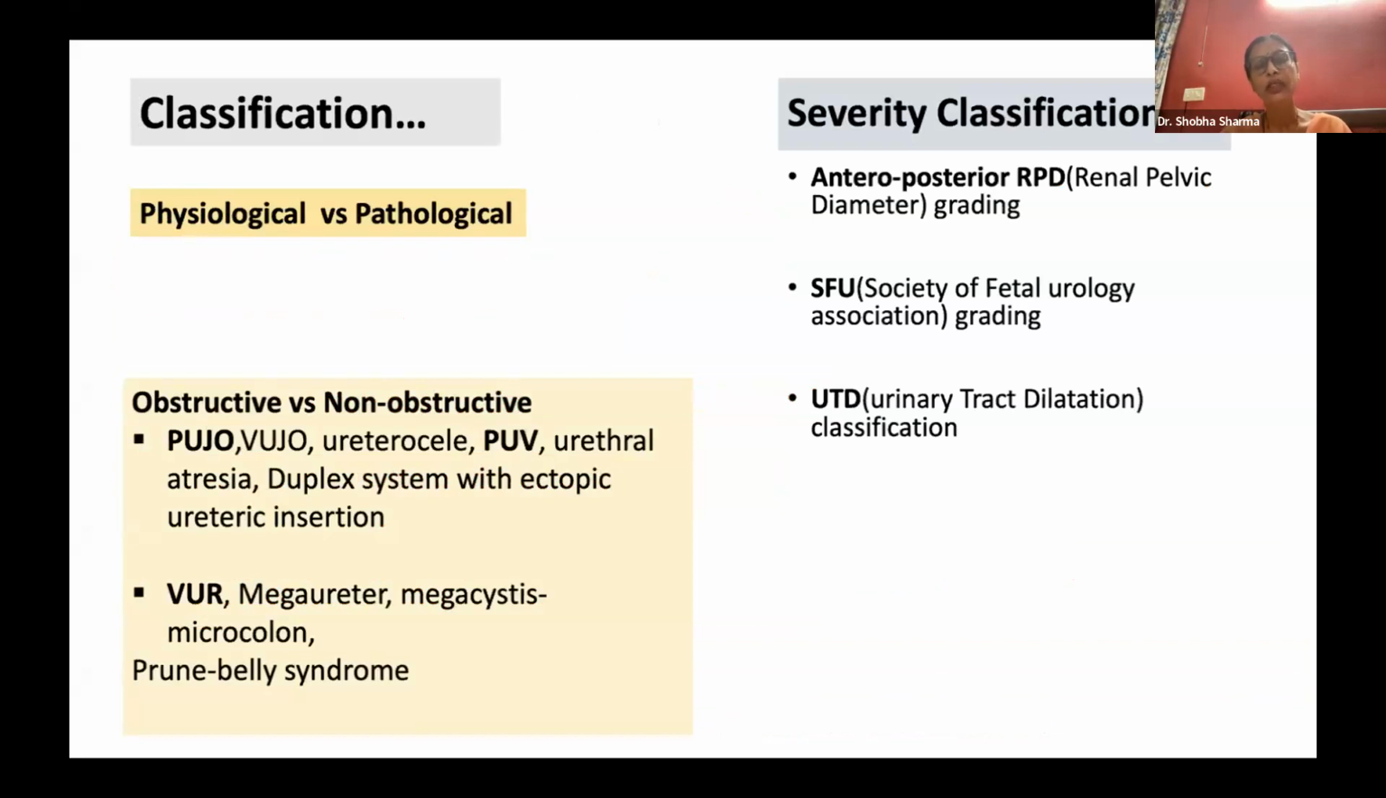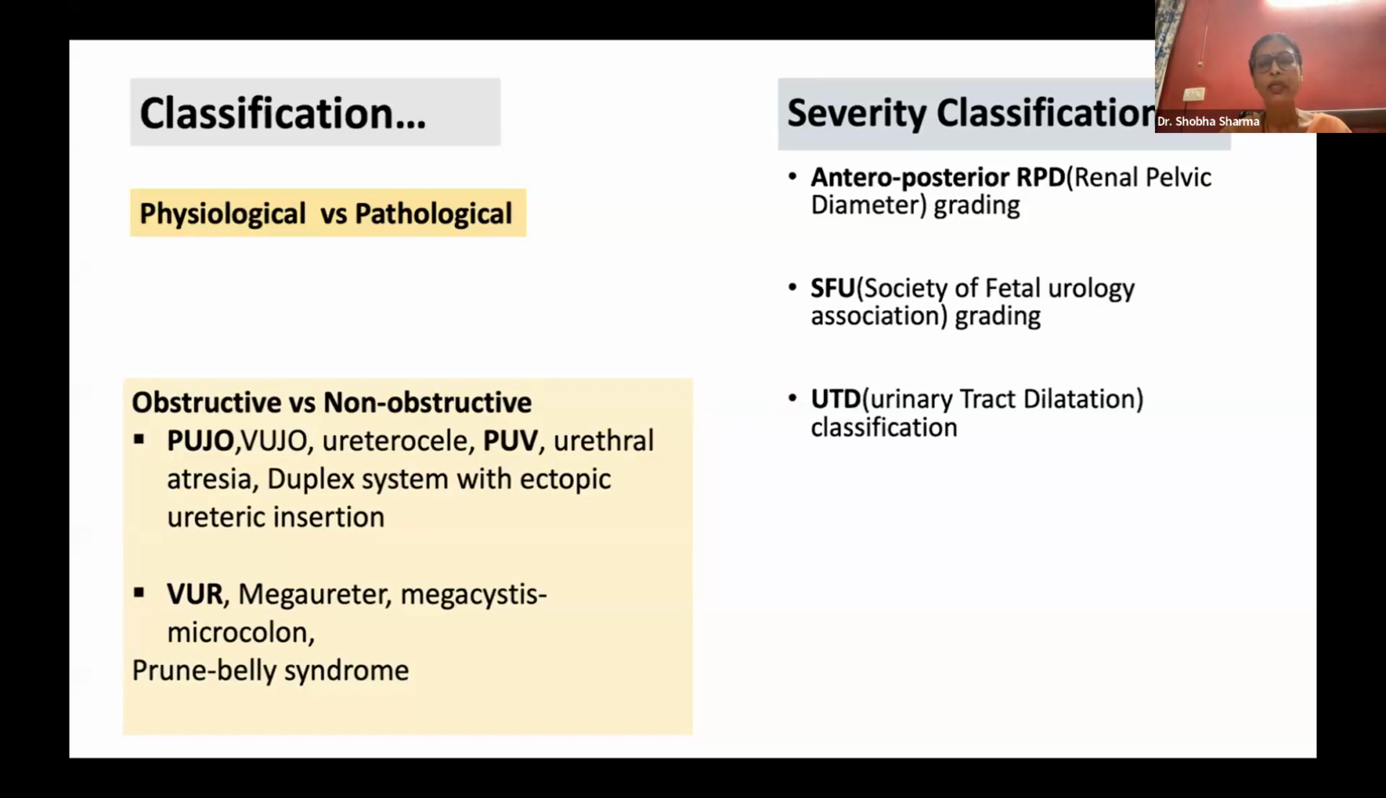So classification can be based on, as I mentioned, that the majority of these do resolve over time. So they may be classified as a group of physiological dilatation of the urinary tract system, as opposed to another group which does not show resolution and has significant pathological manifestations, like an obstructed system or sometimes a non-obstructed system. So those are called pathological antenatal hydronephrosis.